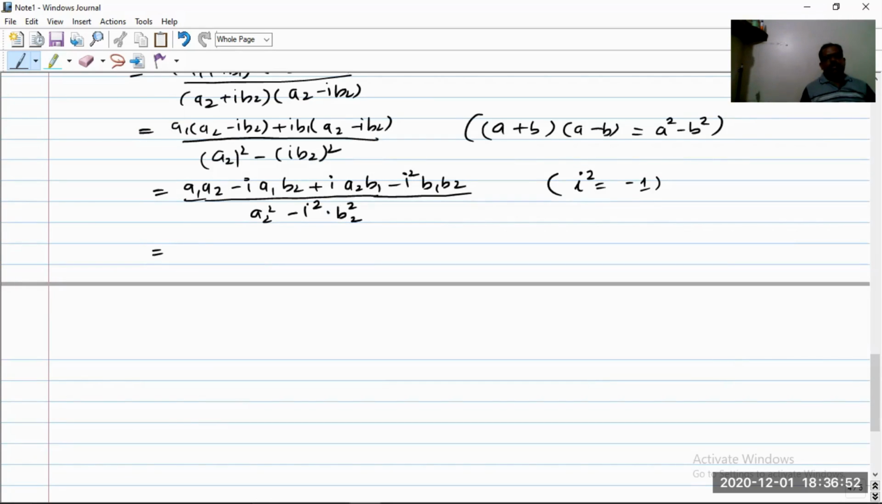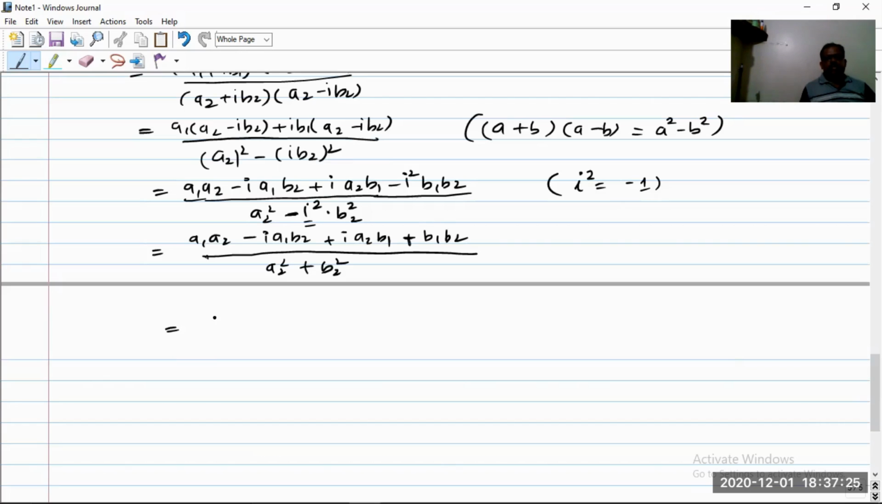Okay, so it will be a1 a2 minus i times a1 b2 plus i times a2 b1, and here i square is minus 1, so this minus with the minus sign will become plus b1 b2, and is divided by, in the denominator what I have, a2 square, again I have i square, so I should put minus 1. With this minus sign, that will become plus, and it will be b2 square. So a2 square plus b2 square.